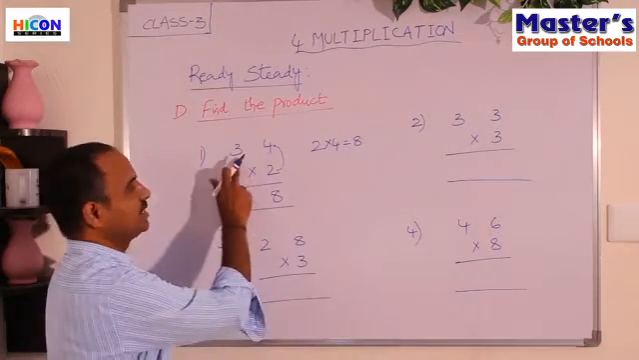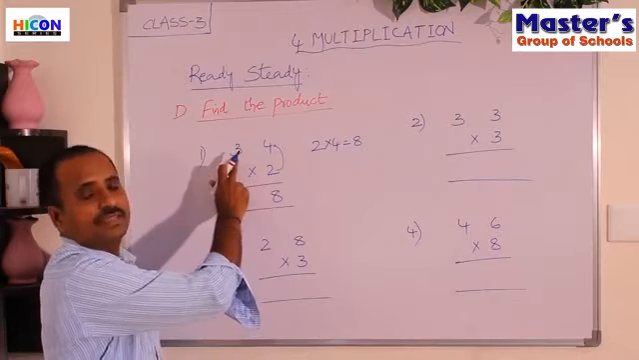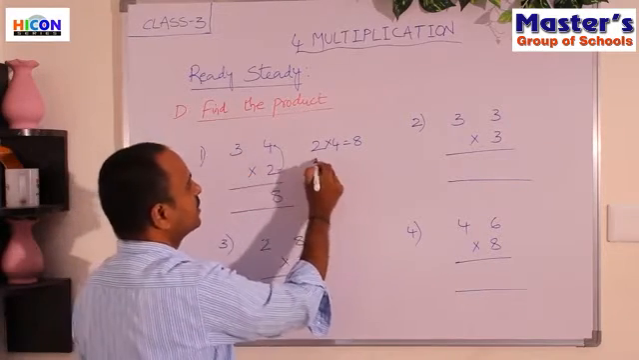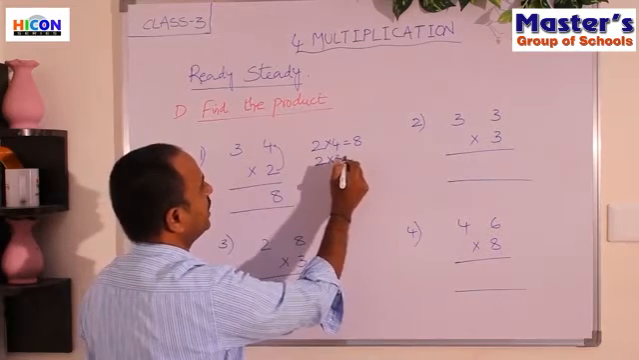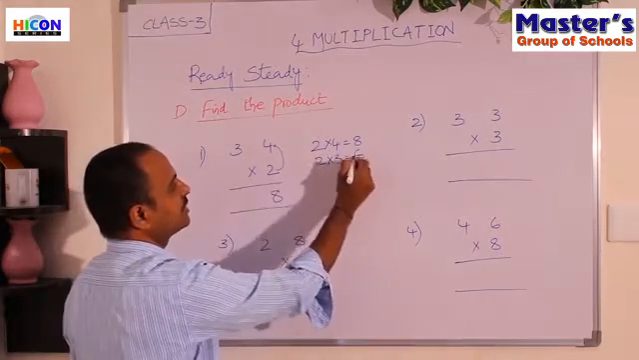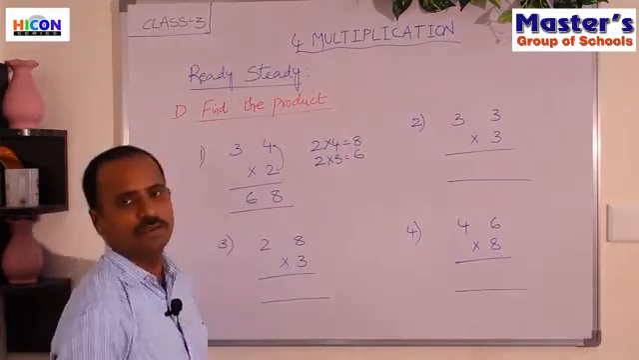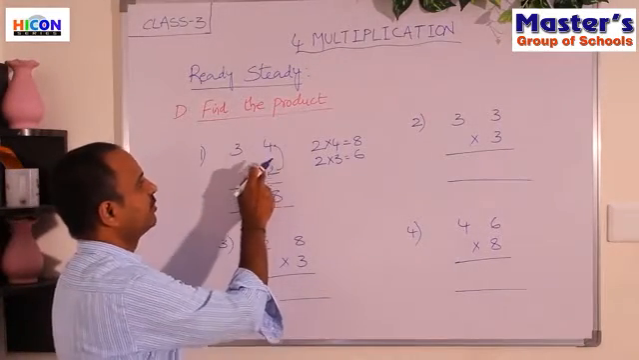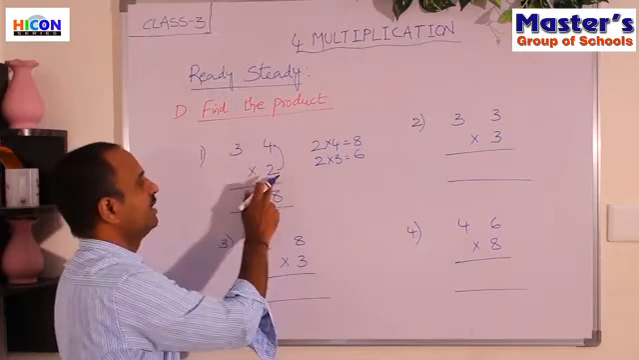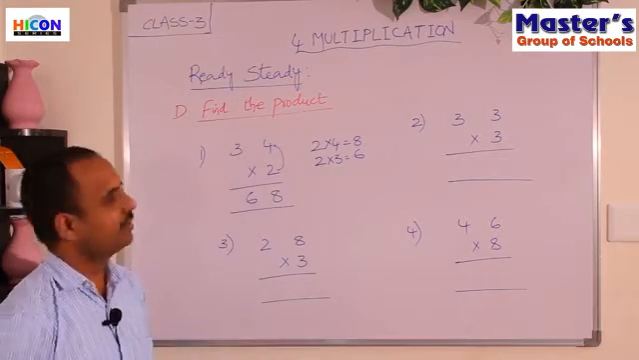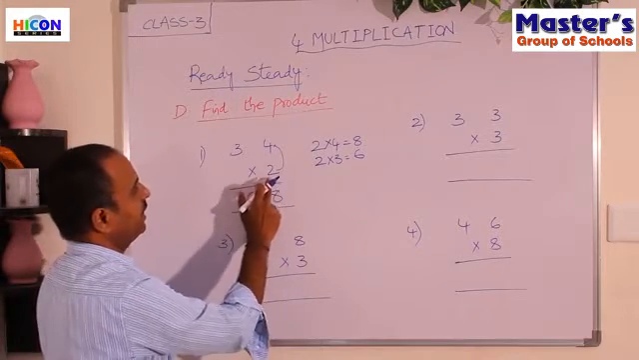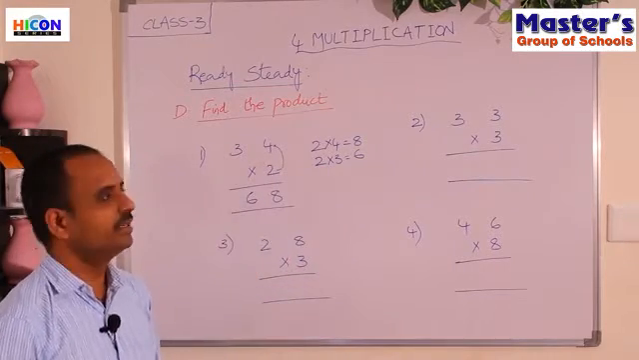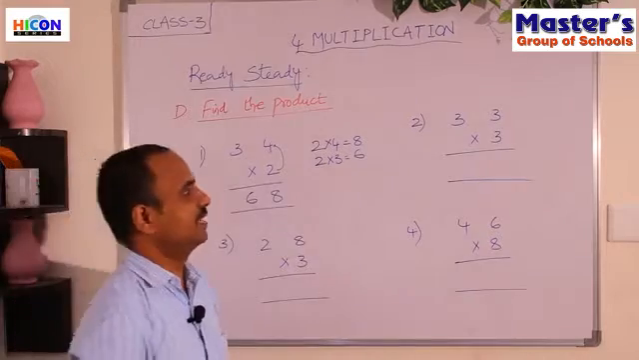Next go to the tens place. What is in the tens place? 3 is present in the tens place. So again multiply 2 with the tens place, that means 2 into 3. How much? 2 3s are 6. So write 6 here. In this way, first multiply the given digit with the ones place digit and then go to the tens place digit. 2 4s are 8 and 2 3s are 6. So children, in the same way, practice the second problem.